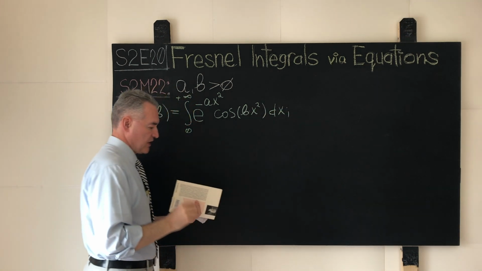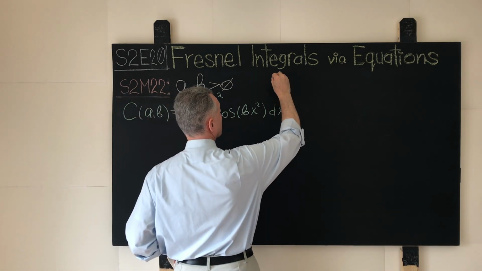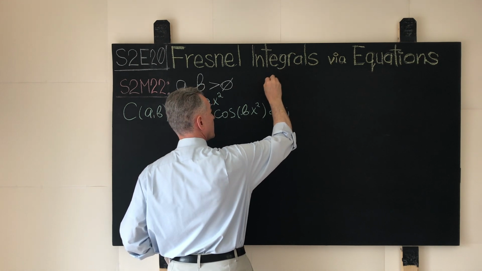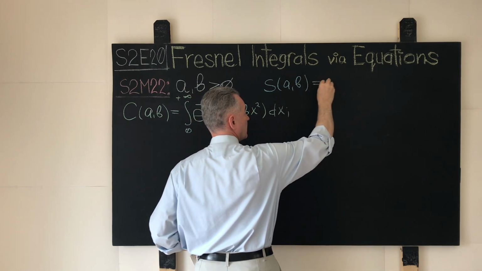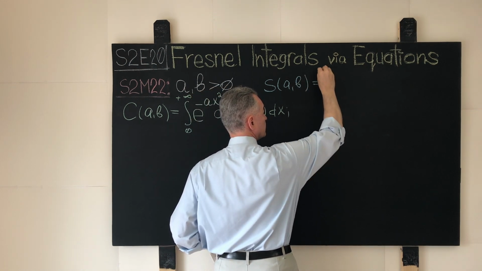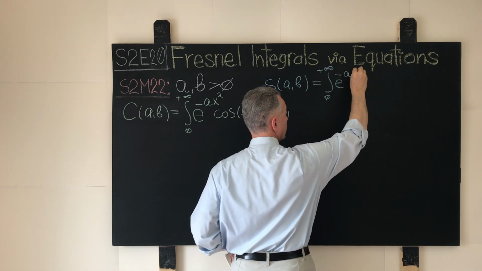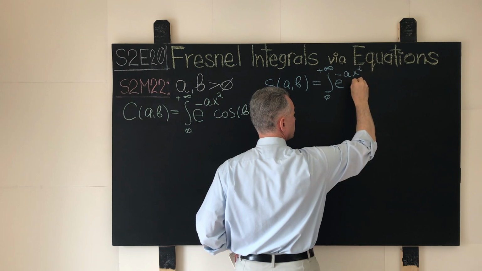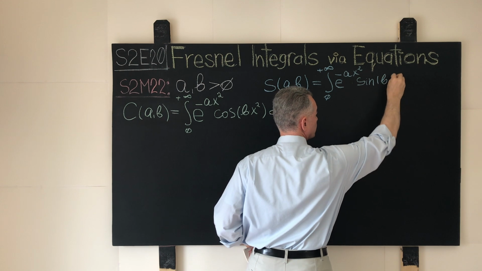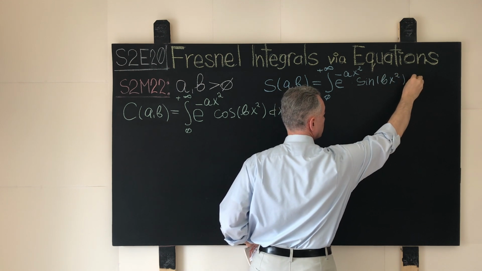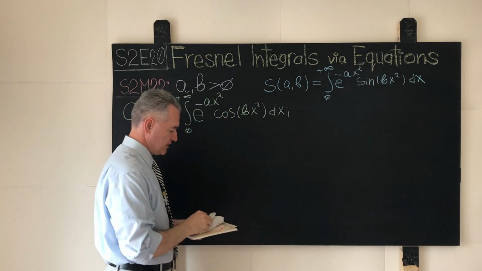And in a similar way, I'll use the blue color. Maybe let's write it over here. Introduce the function s of a and b. That will be the integral from 0 to positive infinity of e to the power minus a x squared times the trigonometric function sine of b x squared dx. One more time, just to make sure that we're all on the same page.